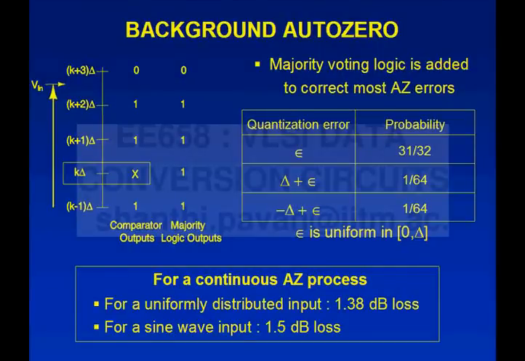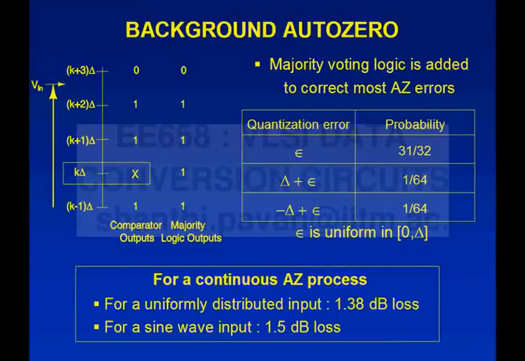The problem only comes when the input is close to the comparator being auto-zeroed. If you go through the flow through the logic, you will find that if the input is close to the comparator being auto-zeroed, the error, once you do this majority logic, is not simply the quantization noise epsilon, but can be 1 LSB plus or 1 LSB smaller. But most of the time, with a large probability, the input is far away from the comparator being auto-zeroed. The input is here.